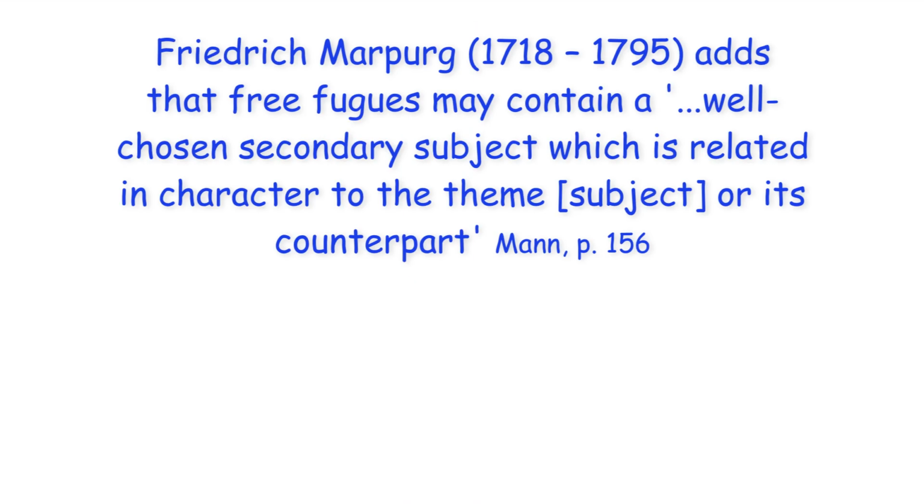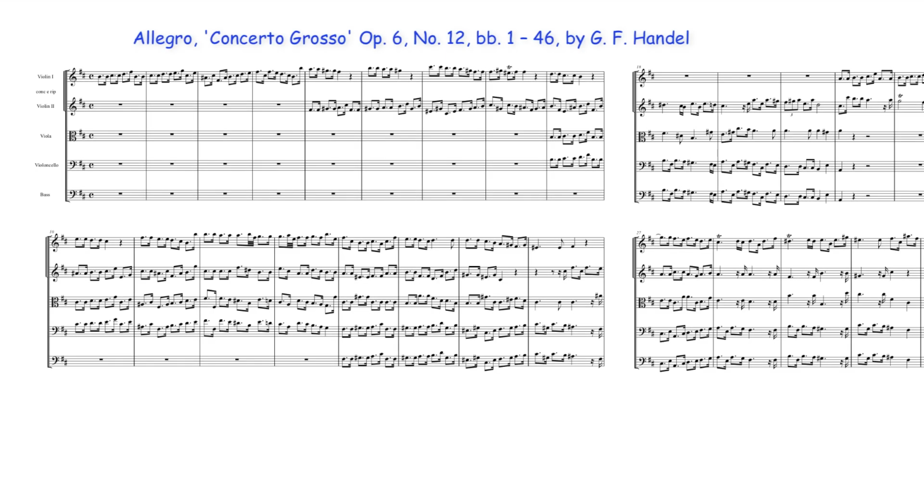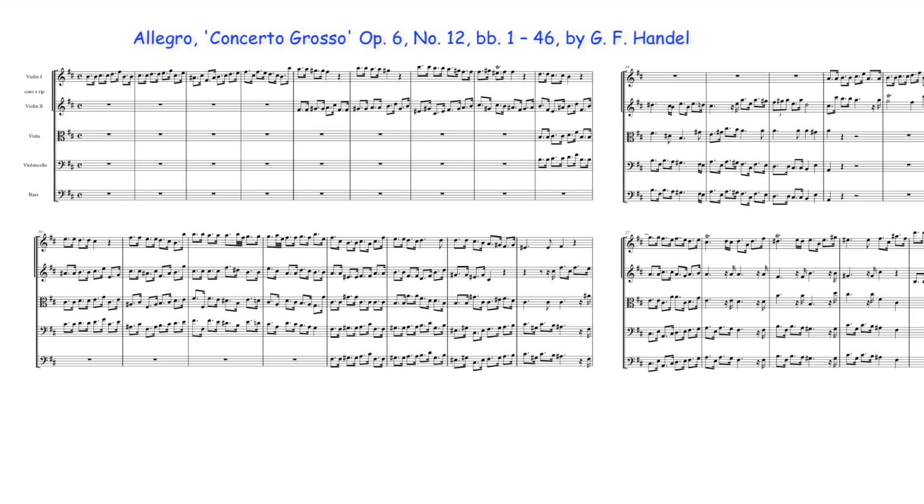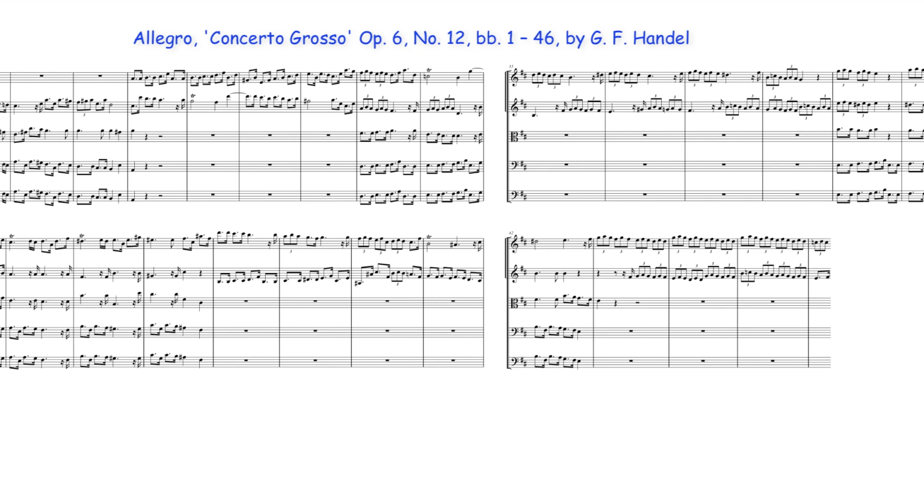Friedrich Marburg adds that free fugues may contain a well-chosen secondary subject which is related in character to the theme or its counterpart. This may be seen in the final movement from Handel's Concerto Grosso, Opus 6, number 12, where a triplet figure is introduced in the fugue's middle and concluding areas.